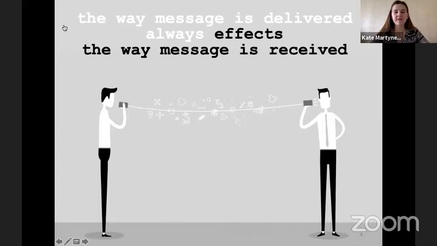The way a message is delivered always affects the way the message is received. What do you think about this? Do you agree or disagree? You can see two people. They are using a very old method of communication, cans and a rope. One person says something, another person listens to it.